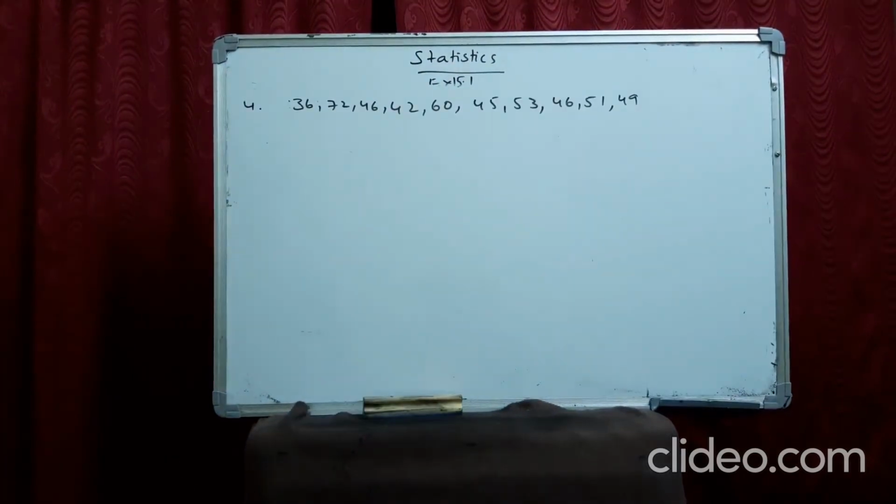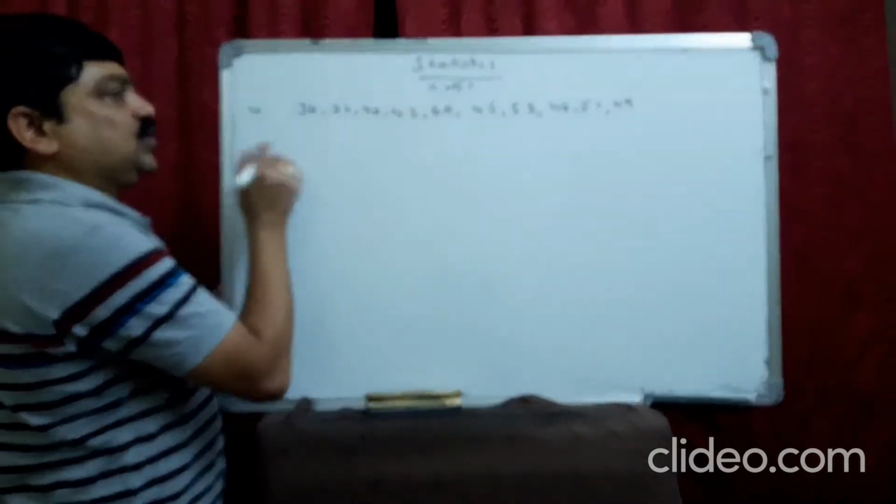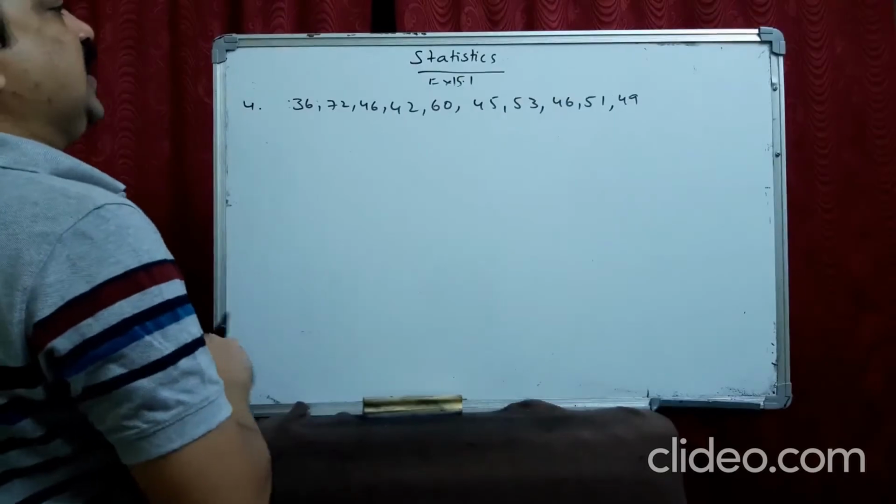See, the fourth question is also the same thing: mean deviation about median. Let us find the median first. To find the median, let us write in ascending order. What is the least among them?